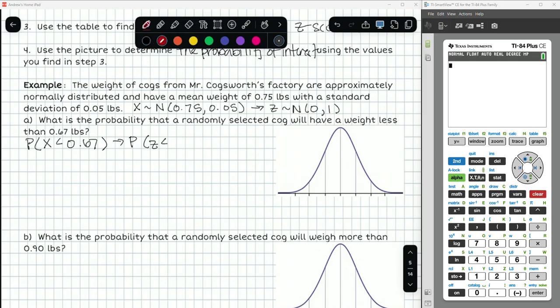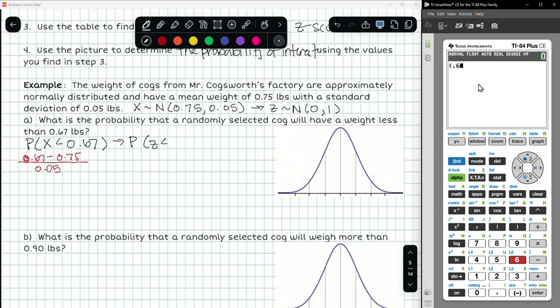So over here on the right, I know I take my X value, 0.67, I subtract the mean, 0.75, I divide by the standard deviation, 0.05. And let's see what that gives us. I get negative 1.6.